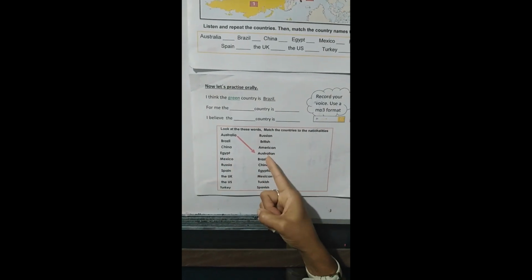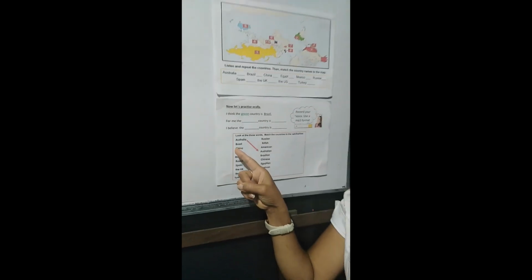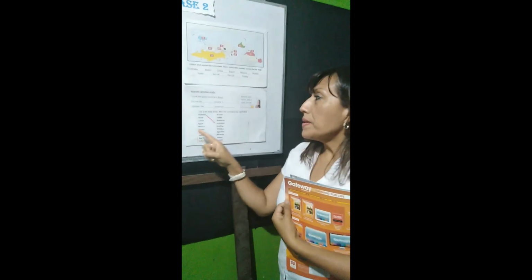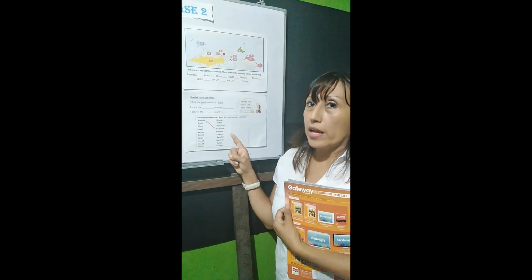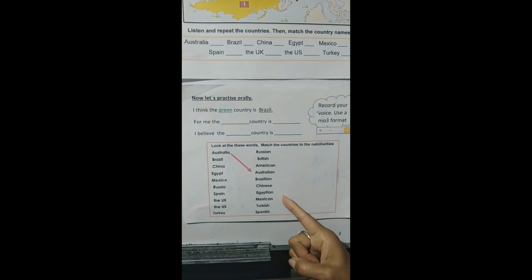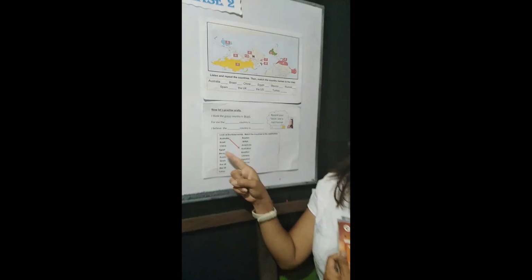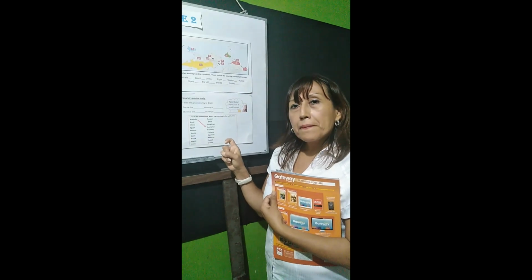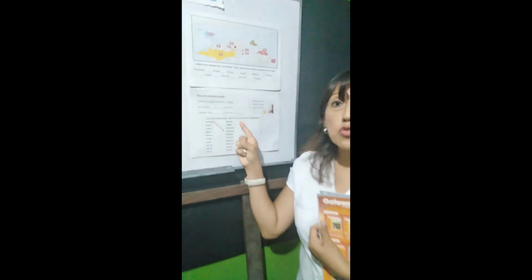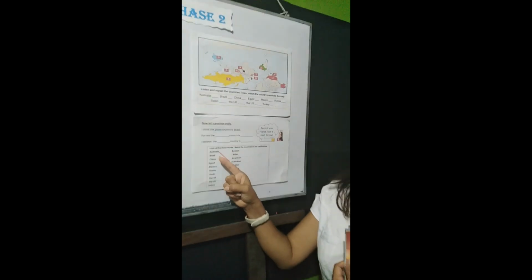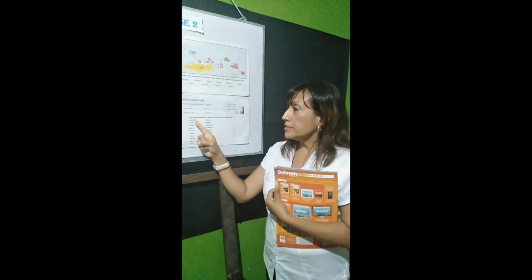You will see 2 columns. The first column is about, yes, the first column is about countries. What about the second column? Yes, the second column is for nationalities. You will notice some similarities between the countries and nationalities. What's the activity? Look at these words. Match the countries to the nationalities. We have an example for you. Australia, Australian.